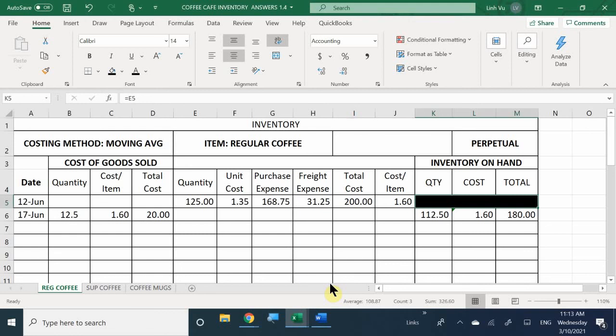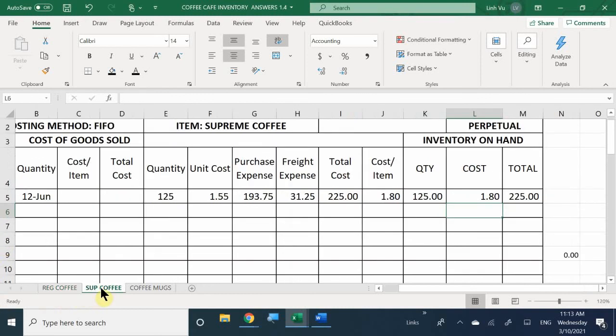And plus I cell referenced it. So if you ever were to look back at this, you're able to unveil it and see how much the inventory has changed your average cost. So now I should have a total of 112 and a half pounds costing me $180. This number is going to be very pertinent when we do our ledger. So that's how I'm going to do my inventory worksheet for the regular coffee.